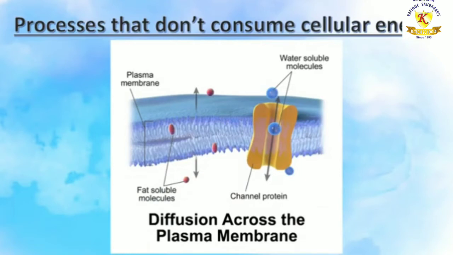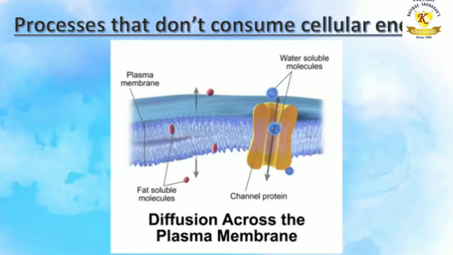Now let's see the processes that don't consume cellular energy. The first one is diffusion. It means entry or exit of small molecules like oxygen, carbon dioxide, etc.